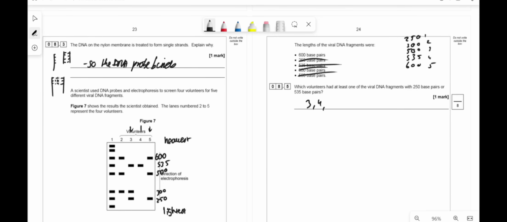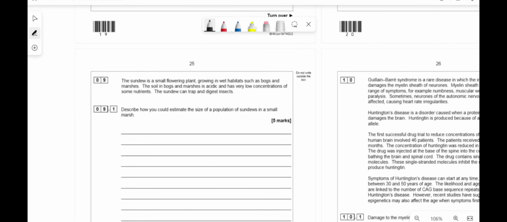So 3, 4, 5. Okay, the sundew is a small flowering plant growing in wet habitats such as bogs and marshes. The soil in bogs and marshes is acidic and has a very low concentration of some nutrients. The sundew can trap and digest insects. Describe how you would estimate the size of a population of sundews in a small marsh.